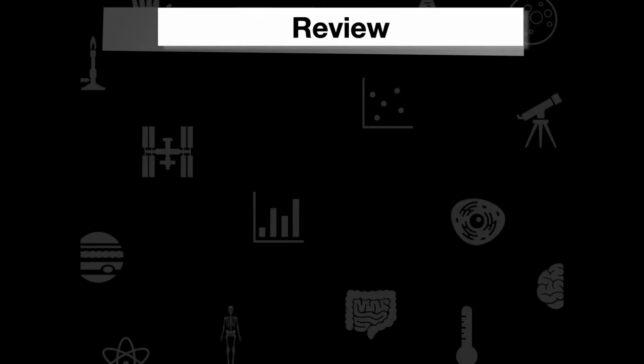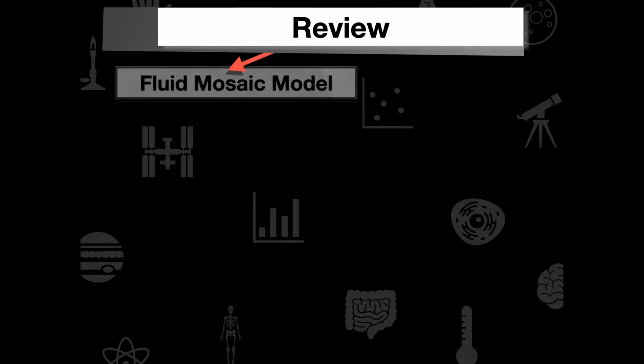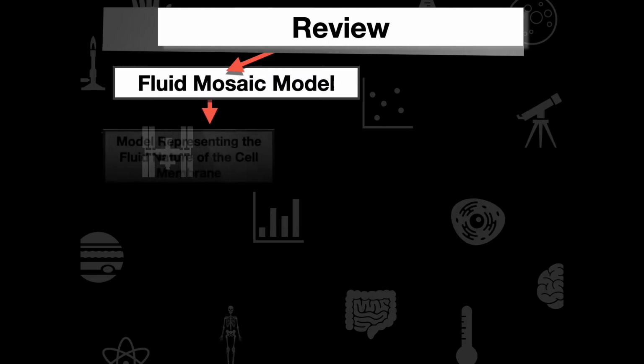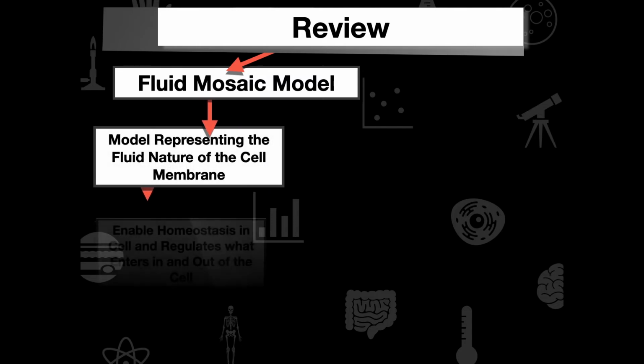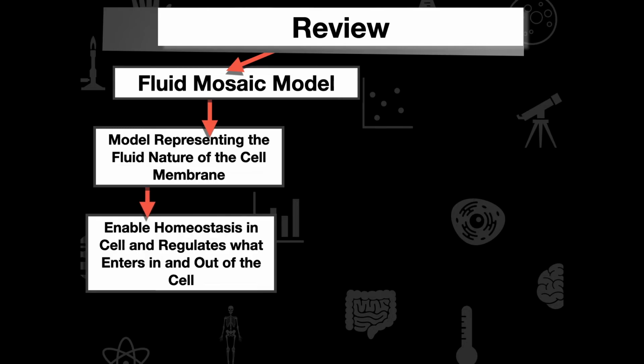Alright, so let's review the different pieces here and understand what we're supposed to be looking at. What we looked at today was the fluid mosaic model. The fluid mosaic model is a model representing the fluid nature of the cell membrane. It enables homeostasis in the cell and regulates what enters in and out of the cell.